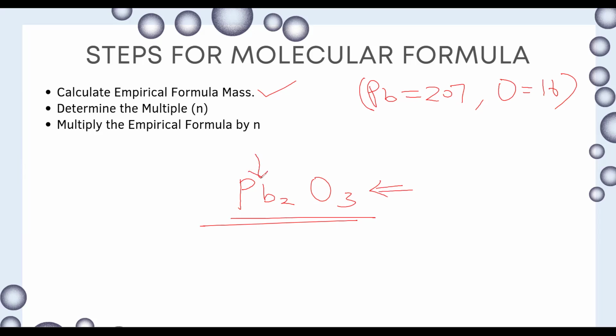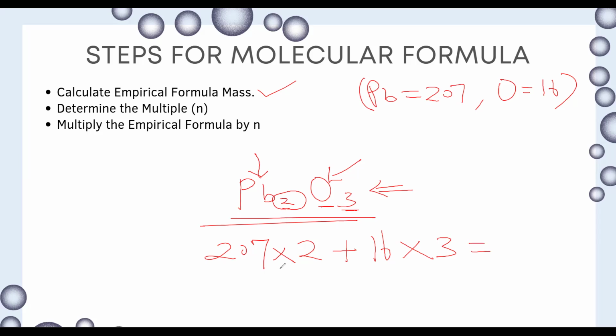So we have lead over here, which is 207 times 2 atoms of lead. I hope you can all see what I'm doing. I'm showing you how to calculate the empirical formula mass. So it becomes 207 multiplied by 2, plus oxygen. What is the atomic mass of oxygen? 16. So plus 16 times the number of atoms of oxygen that we have, which is 3. So this is how to calculate the empirical formula mass.